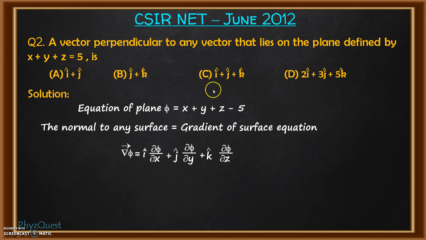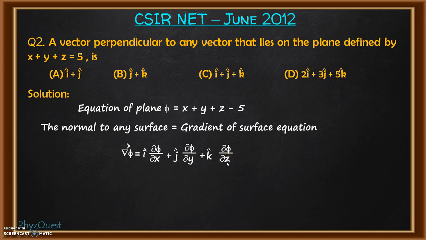Now phi is x plus y plus z minus 5. If we put this expression for phi in all these differentiated terms, the value of del phi by del x is 1, del phi by del y is also 1, and del phi by del z is also 1.